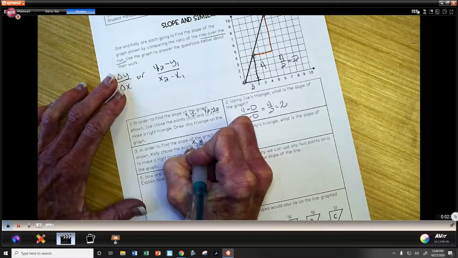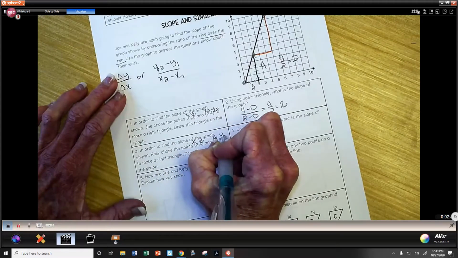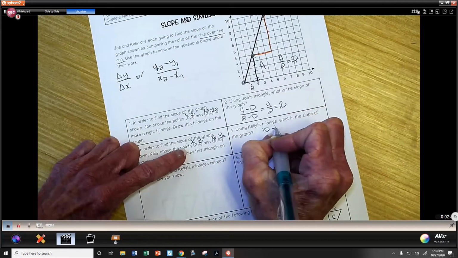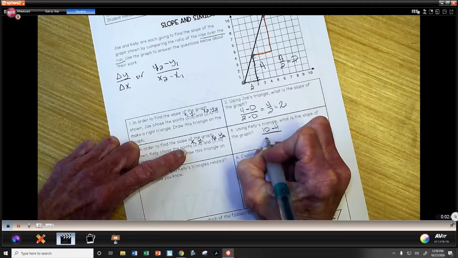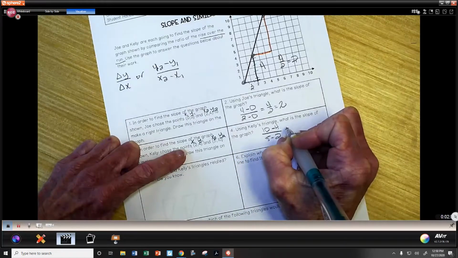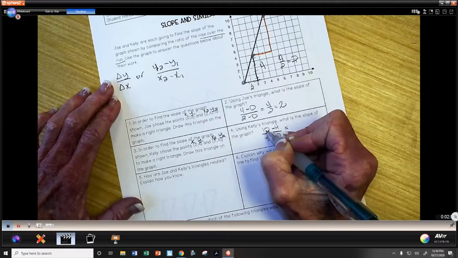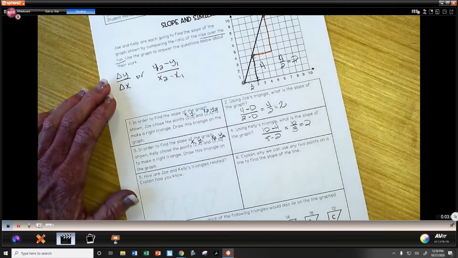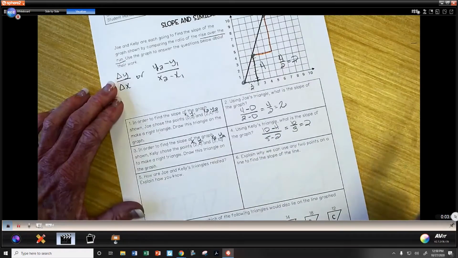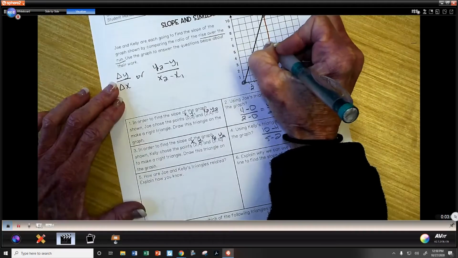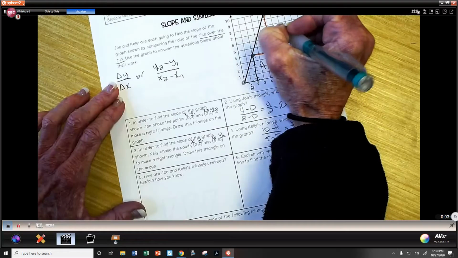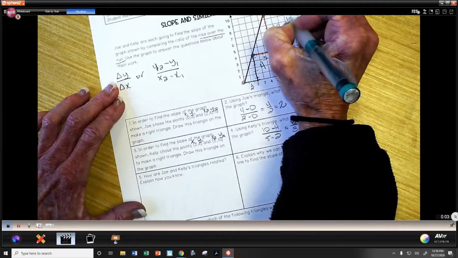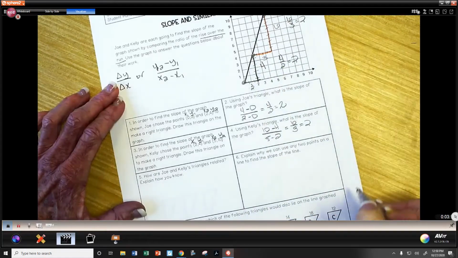So this is x1, y1, x2, y2. All right, so we're going to do 10 minus 4 over 5 minus 2. And that equals 10 minus 4 is 6 over 3, which is 2. Okay, so let's come over here. Our rise then is 1, 2, 3, 4, 5, 6. Run is 1, 2, 3. Isn't that exactly what we got there? And 6 over 3 equals 2.